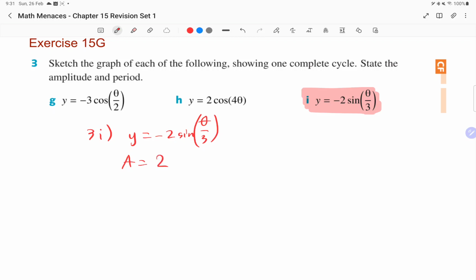2. Good. Don't say negative 2, please. The negative is only a reflection. And then period is? 2 pi over 1 over 3, divided by 1 over 3, which is 6 pi. So then a quarter of a period would be 6 pi on 4, that's 3 pi on 2. And there's no translation in this one, so far it's still easy. You don't actually need to do anything else for this one.